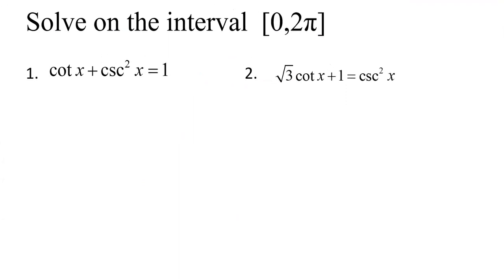So both these say solve on the interval from 0 to 2 pi. First one is cotangent plus cosecant squared equals 1. Well, if I'm going to do this, it would help me to turn the cosecant squared into a cotangent squared because I already have a cotangent. Let's see if I can add a cosecant to that. So let's take the cosecant squared. Right? We should be getting better with trig identities now. We can replace that cosecant squared with a 1 plus cotangent squared.